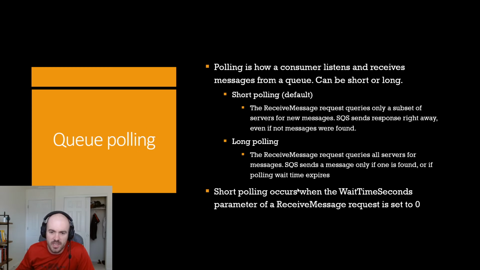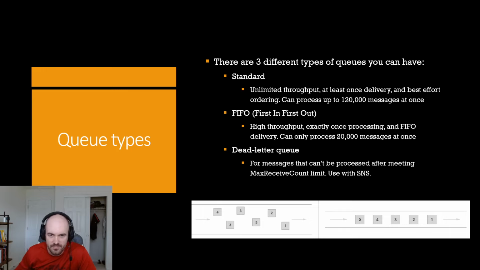So short polling, this is kind of important to remember because this has come up in a test before. Short polling occurs when the wait time seconds parameter of a receive message request is set to 0, right? So like we said up here, SQS is going to send that response right away, even if nothing's found. So that's why the wait time seconds parameter of a receive message request is set to 0, because it's going to take action right away, all right? So that is queue polling.